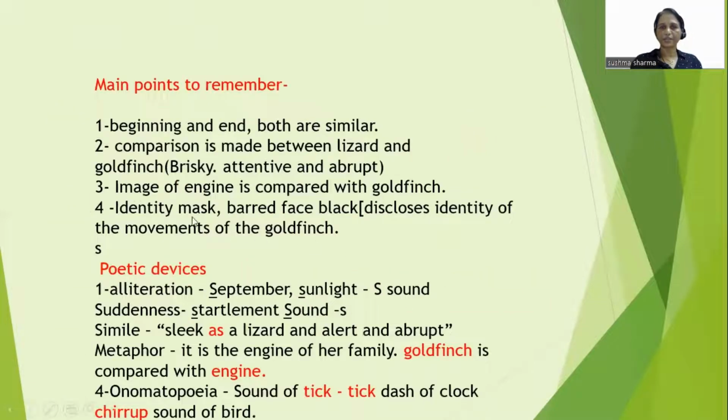Now, the main points which you have to remember in this poem, you may be asked these kinds of questions: what are the similarities between the beginning and end of the poem? So in the beginning you have seen there was complete silence, there were no motions because nobody was there, because the goldfinch, the mother bird, had not come to the tree, and the nest was silent. And similarly, at the end, when the bird leaves the tree, the whole tree becomes completely the same. It has complete silence and it has no motions.